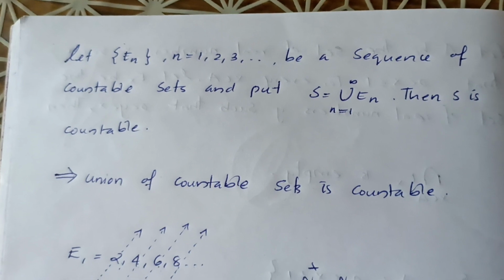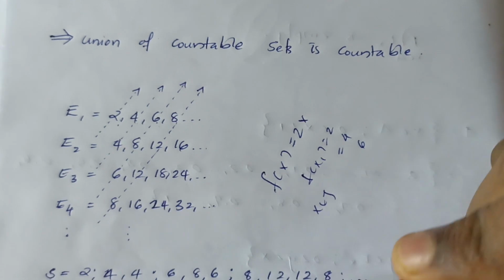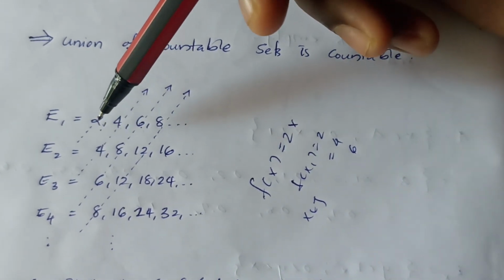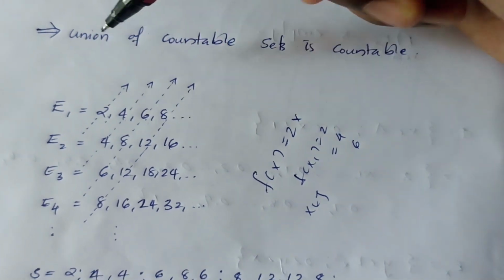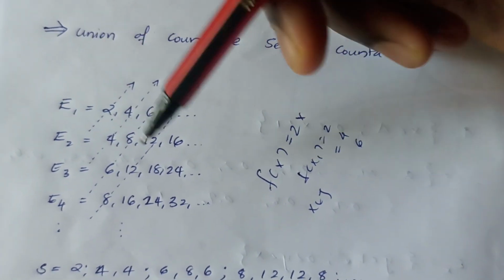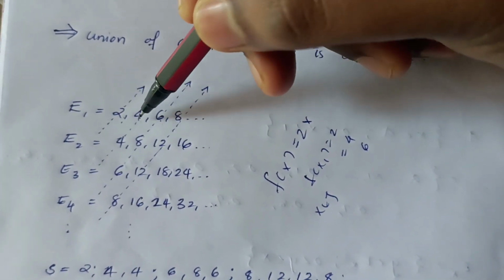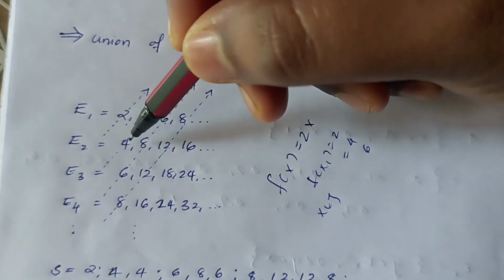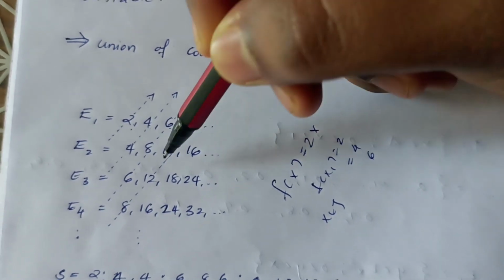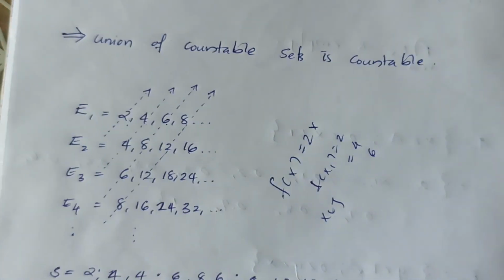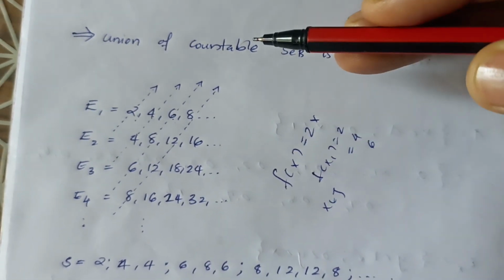Okay. Do you know what is meant by a countable set? Here I have given four countable sets. When we can count the number of elements in the set, then it is called countable. Look, here E1 is a countable set. Why? Because we can count the elements in the set like 1, 2, 3, 4. And what about E2? We can count the elements in E2 like 1, 2, 3, 4, 5, 6. Similarly, we can count the elements in E3 and E4. So E1, E2, E3, E4, etc., En, all are countable sets.